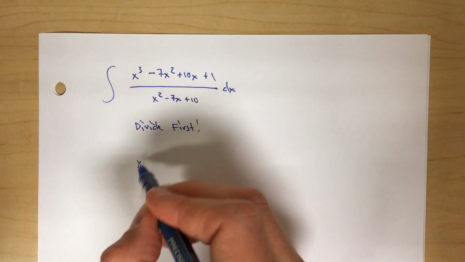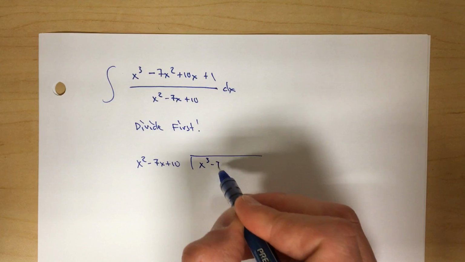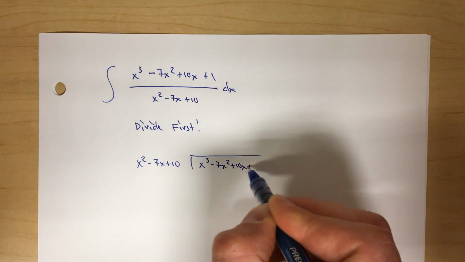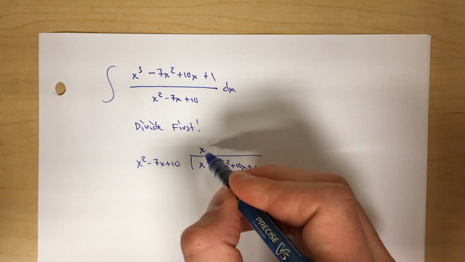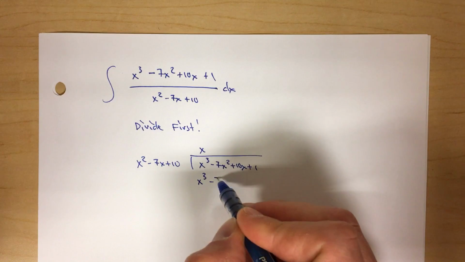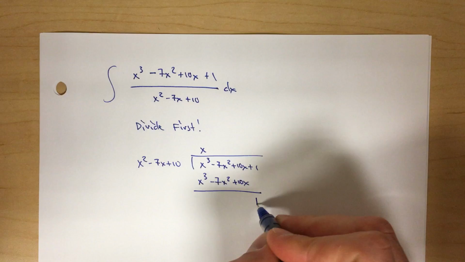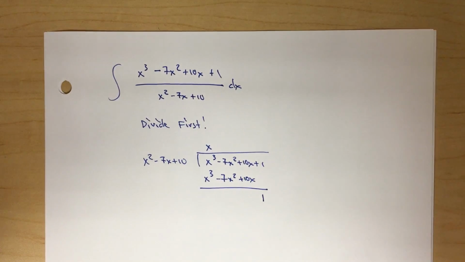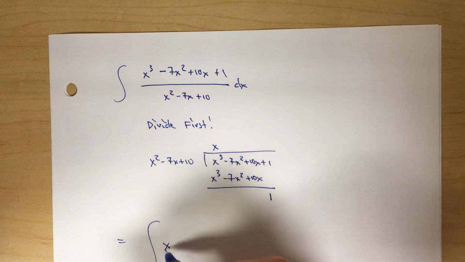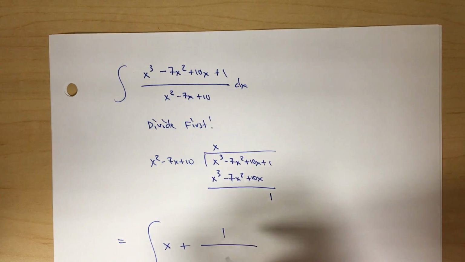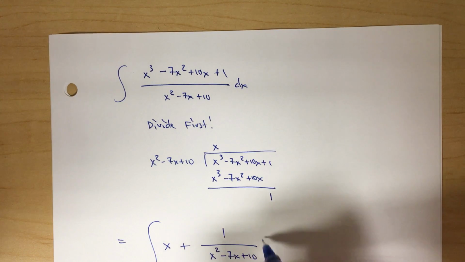So we are going to put x squared minus 7x plus 10 into x cubed minus 7x squared plus 10x plus 1. And yes, we are bringing long division back. x squared goes into x cubed x times. So we get x cubed minus 7x squared plus 10x. And that's nice, because all that's left is 1. That basically tells us that this antiderivative is equal to x plus 1 over x squared minus 7x plus 10.